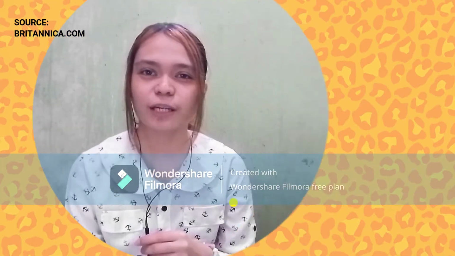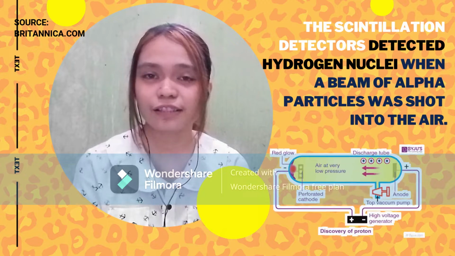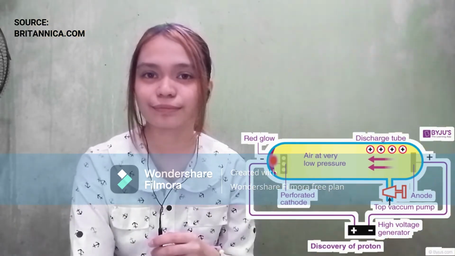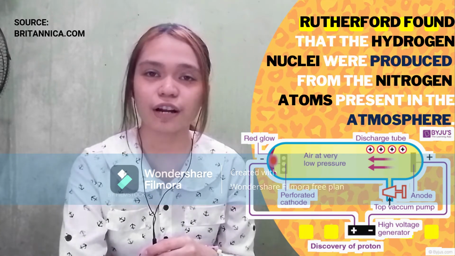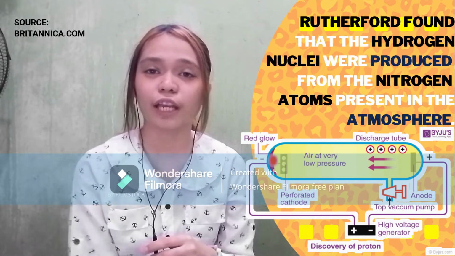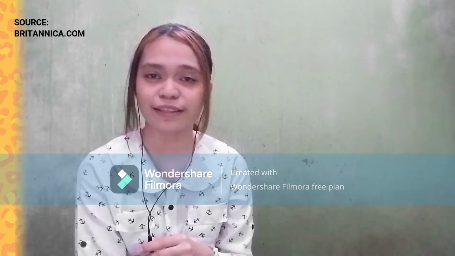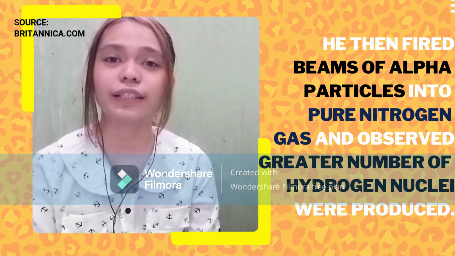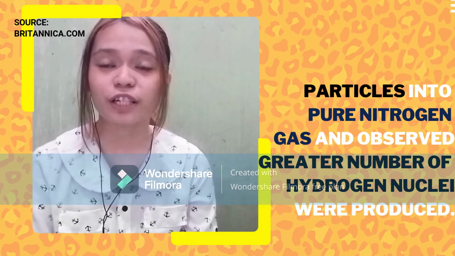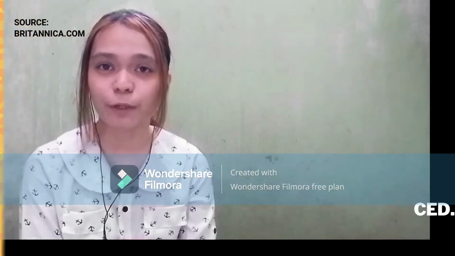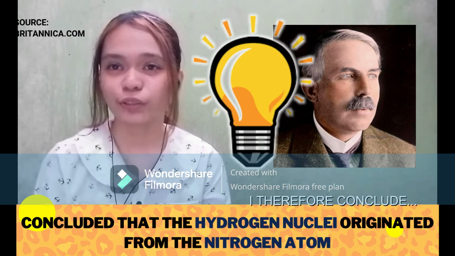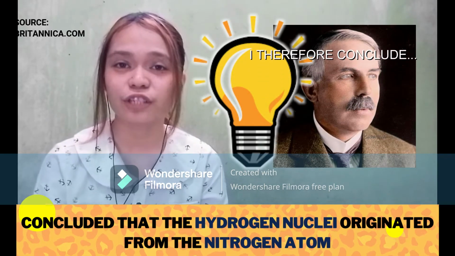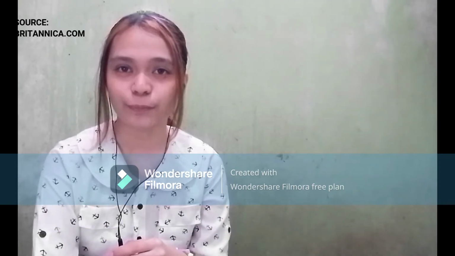Ernest Rutherford observed that his scintillation detectors detected hydrogen nuclei when a beam of alpha particles was shot into the air. After investigating further, he found that these hydrogen nuclei were produced from the nitrogen atoms present in the atmosphere. He then proceeded to fire beams of alpha particles into pure nitrogen gas and observed that a greater number of hydrogen nuclei were produced. He concluded that the hydrogen nuclei originated from the nitrogen atoms, proving that the hydrogen nucleus was part of all the other atoms.